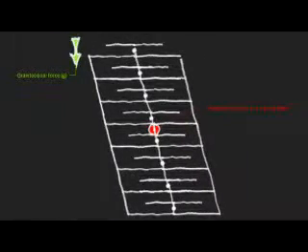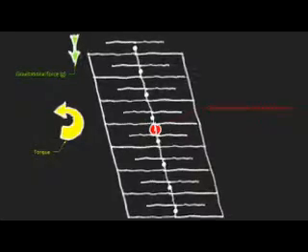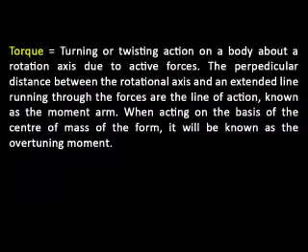When gravity acts on the center of mass of the current form, torque is created. Torque is the turning or twisting action on a body about a rotation axis due to the active forces. Here, the force means the gravitational pull. The perpendicular distance between the rotational axis and the extended line running through the force, the line of action, is known as the moment arm. When acting on the basis of the center of mass of the form, it will be known as the overturning moment.